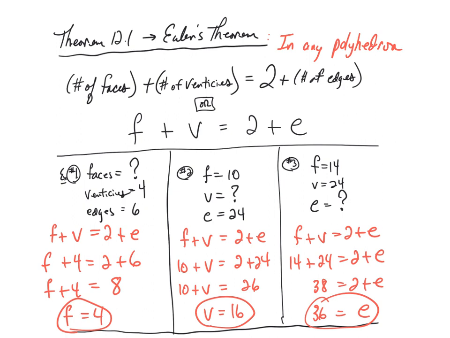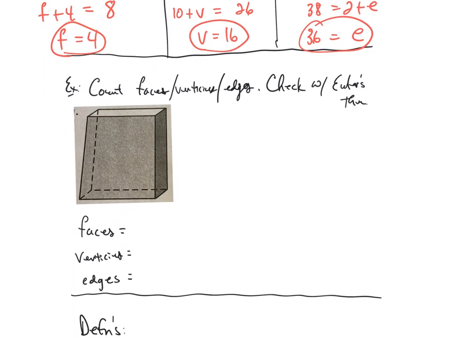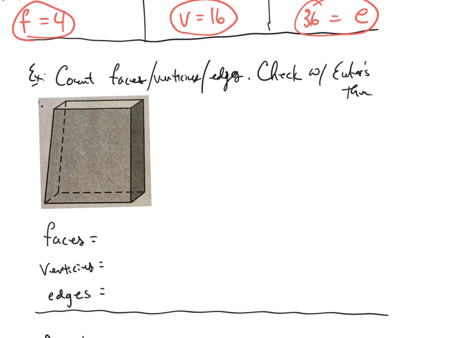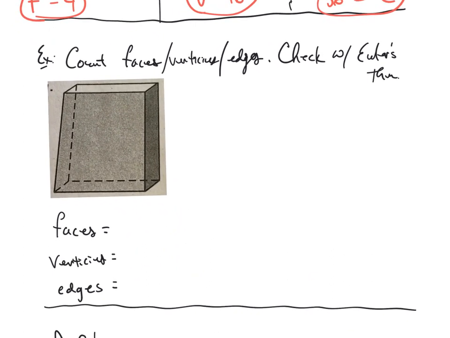And by the way, if you wanted to, you could go back to any of our shapes and confirm what we just did. Meaning I could give you a polyhedron like this one, ask you to count the faces, vertices, and edges, just like we were doing before, but then the extra thing I would ask you to do is check your numbers with Euler's theorem. So let's just jog through it.